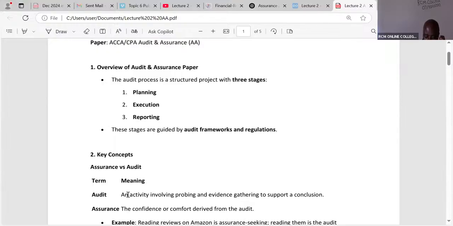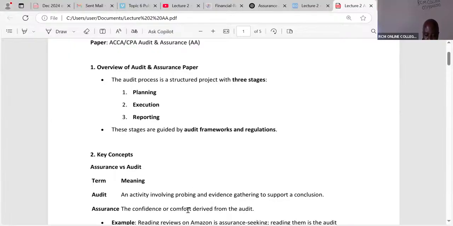Audit is an activity involving probing. Probing means asking intense questions and gathering evidence to support a conclusion. Yes, we are gathering evidence for us to be able to support a conclusion. And in all cases, audit is normally done over financial statements. We audit financial statements.